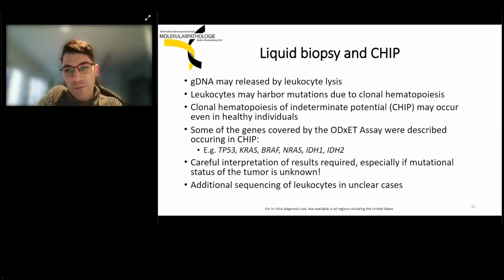Thus, if we find a mutation in these genes, it does not necessarily mean that this mutation is tumor associated. So we need to be pretty careful when interpreting liquid biopsy results, especially if we don't have any information about the mutational status of the tumor. To shed light into the dark in such cases, additional sequencing of leukocytes may be an option.